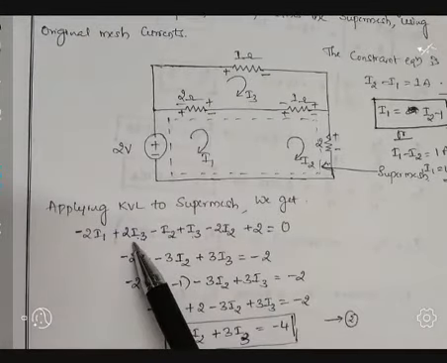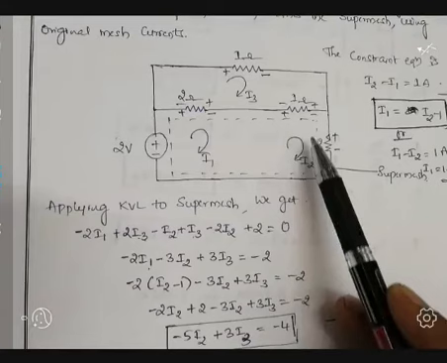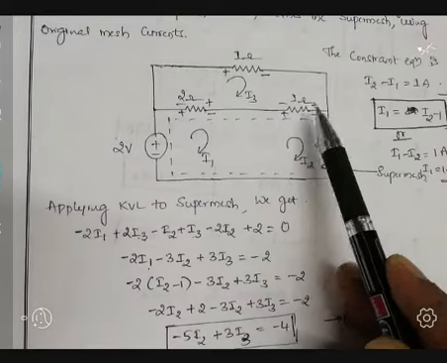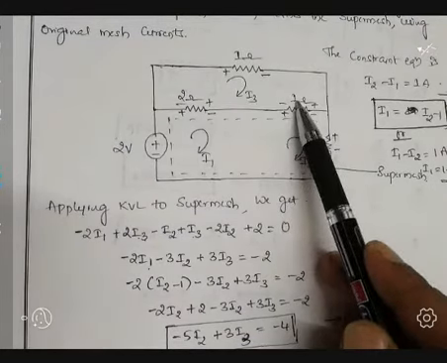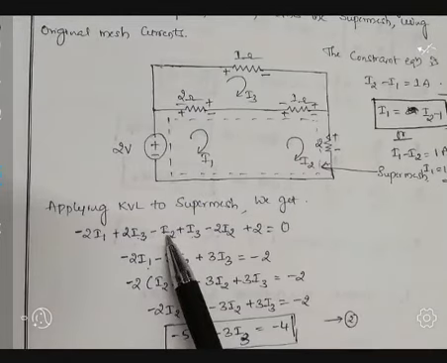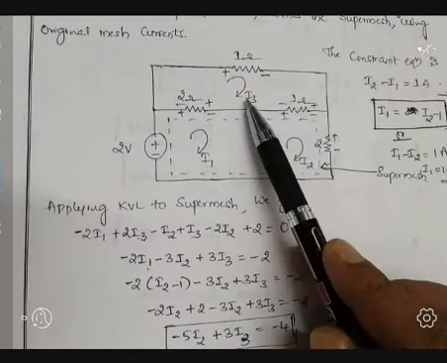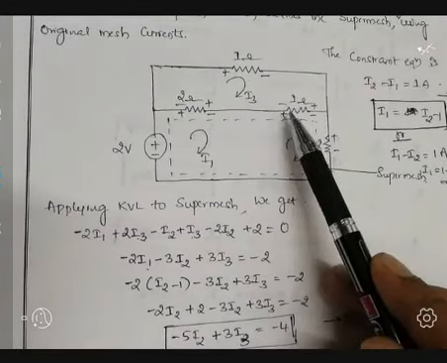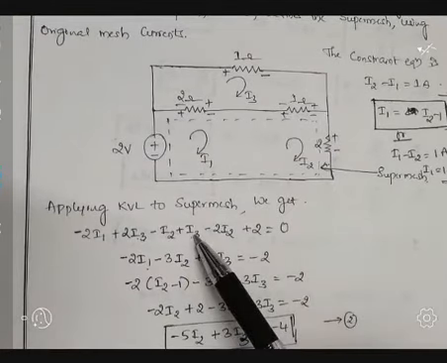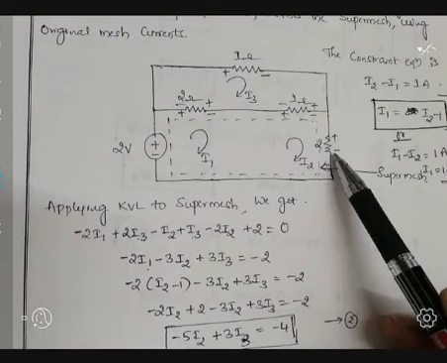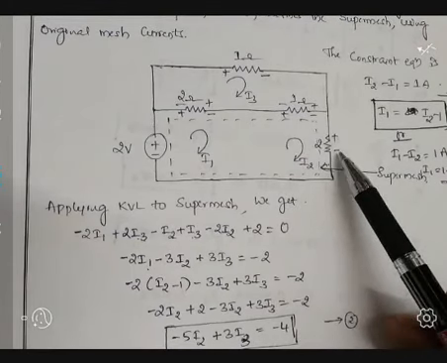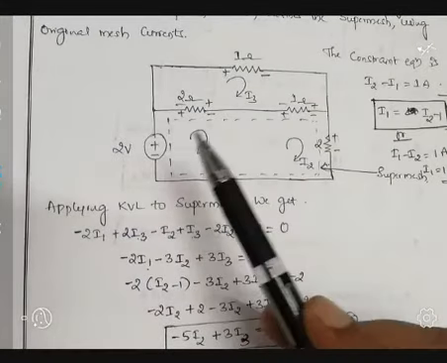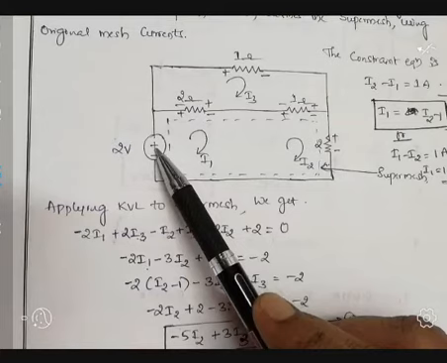Okay, coming to this branch. In this branch, current I2 is flowing, and the head of the arrow mark of I2 is pointing to negative polarity, hence minus 1 I2, hence minus I2. In the same branch, one more current is flowing, that is I3. The head of the arrow mark of I3 is pointing to plus polarity, hence plus 1 I3. Next, coming to this branch, current I2 is flowing, hence minus 2 I2. And coming to here, a voltage source is there, hence plus 2 equal to 0.